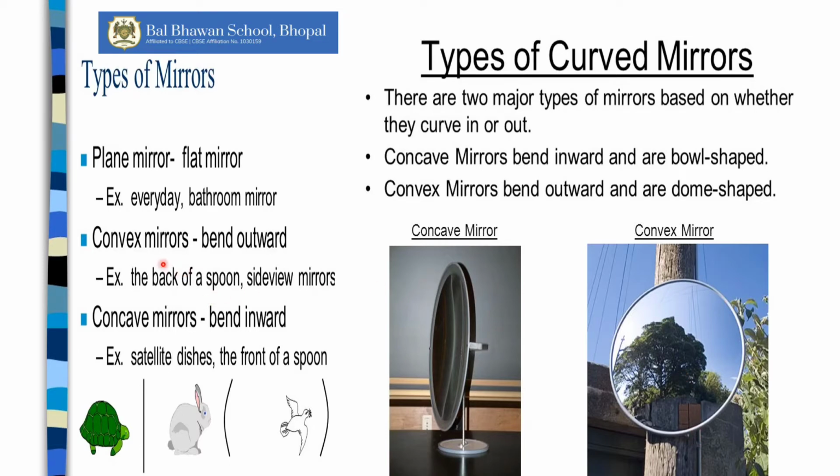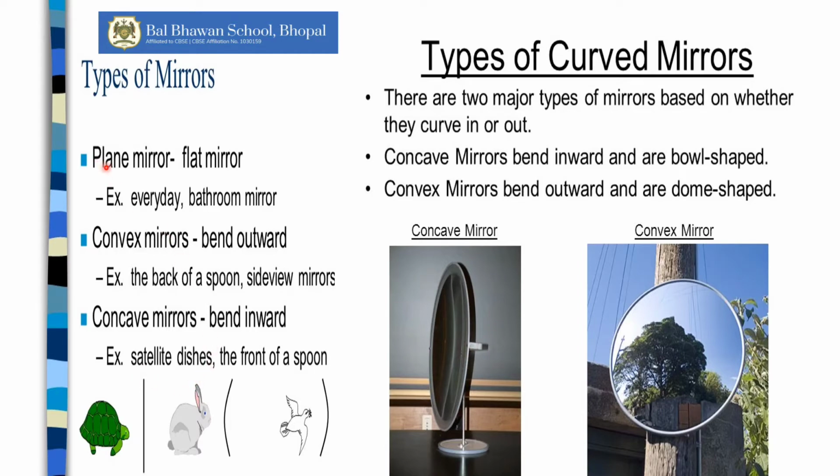Now you can compare the shape of a convex mirror to the back side of a spoon. And these convex mirrors are used as side view mirrors. When you talk about the concave mirror, the shape looks like satellite dishes or the front of a spoon. That is, the shape is similar to the front portion of a spoon or a satellite dish.